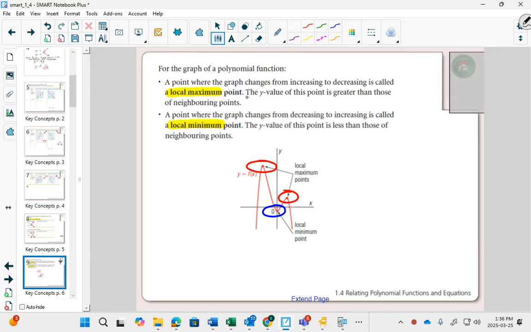But we talk about local minimums and local maximums just in that small area. It's the biggest or the smallest.